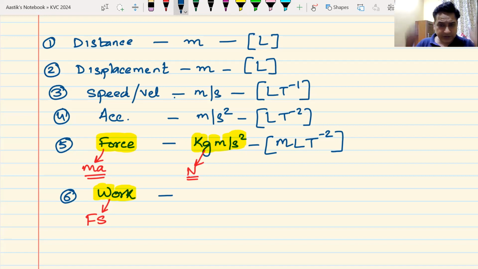Look at the board, look at it in your books. You should be able to tell me what is the SI unit of work and the dimension of work. Anyone? No one? No one can make out?